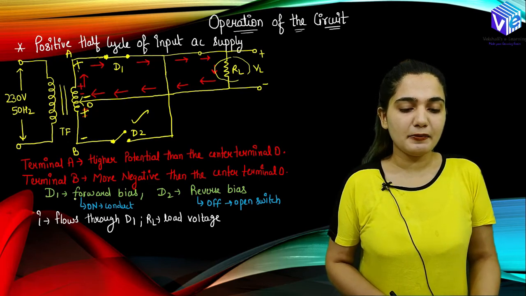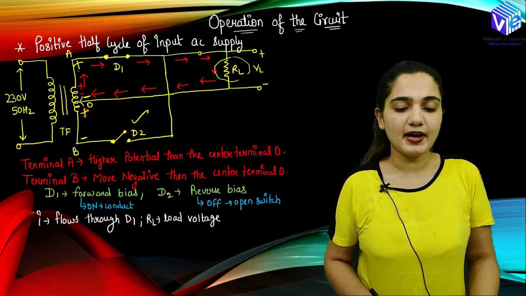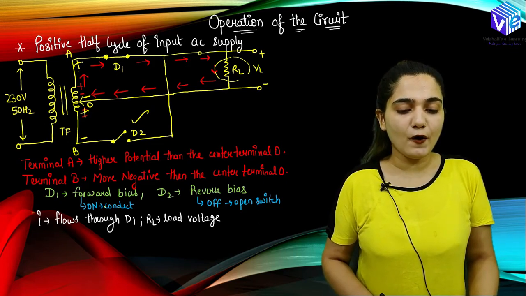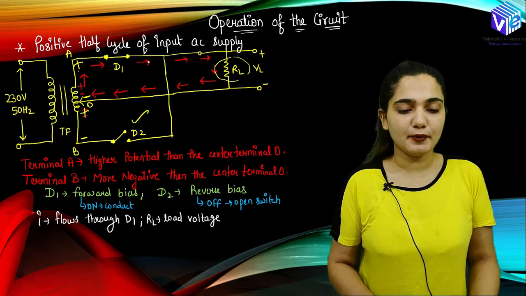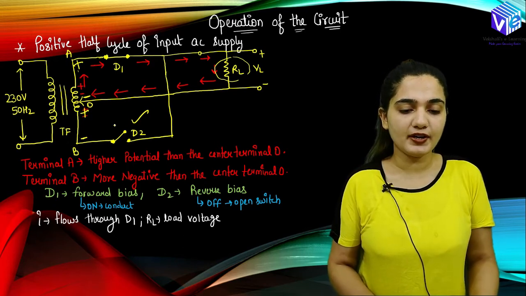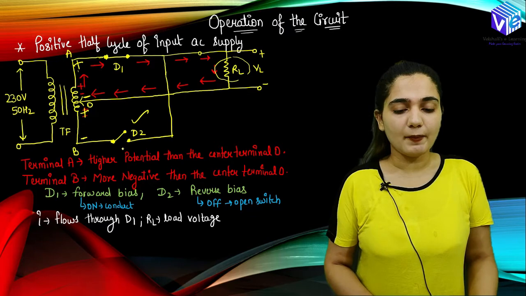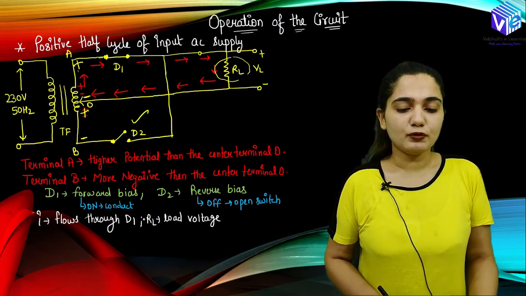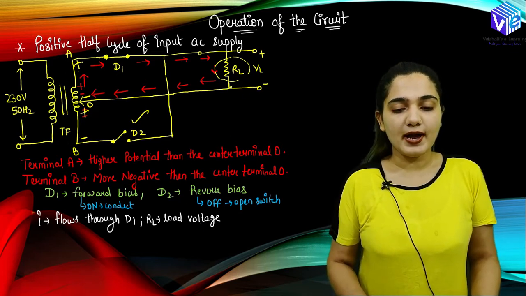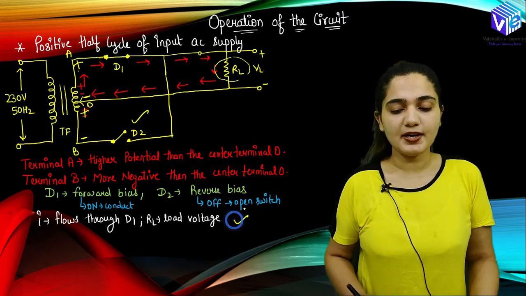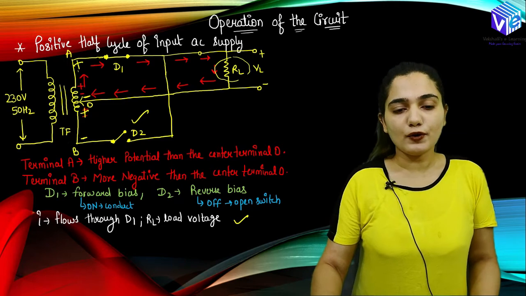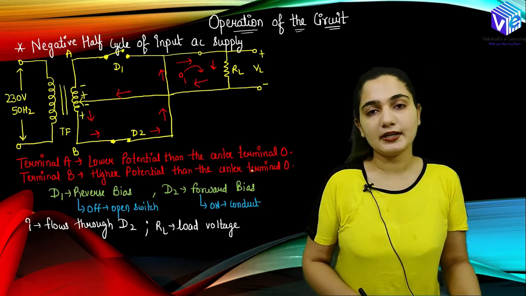Now diode D1 will become forward bias and diode D2 will become reverse bias. Diode D1 will be in on state because it is in forward bias and it will conduct, it will give the path to the flow of the current, whereas diode D2 blocks the path of the current and it will be in off state, right? So the current flows through diode D1 and RL will be the load voltage from where I can calculate the VL, right? So I hope you understood how in the positive half cycle I am going to get the voltage across RL. Now coming to the negative half cycle.